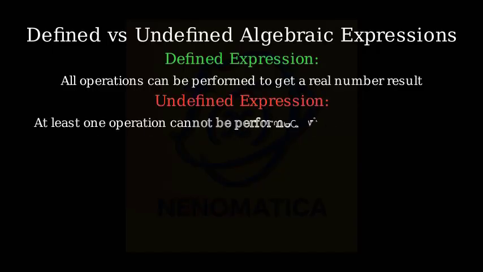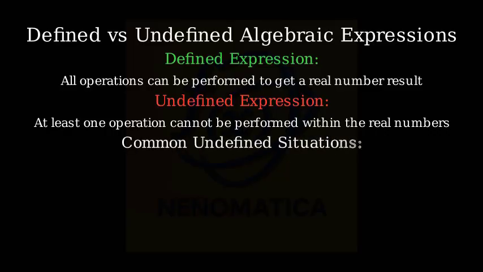On the other hand, an expression becomes undefined when, for some values of its variables, at least one operation cannot be performed within the real number system. Let's look at the main situations that can cause an algebraic expression to be undefined.